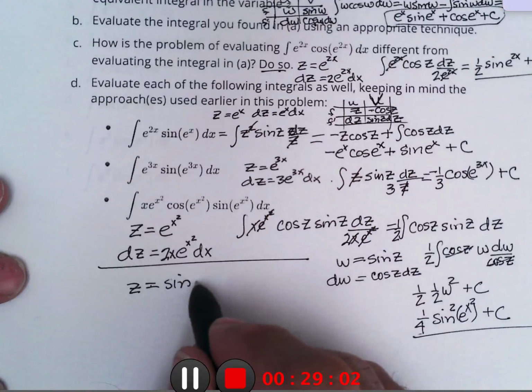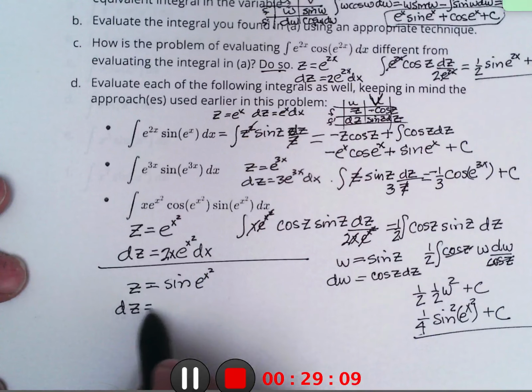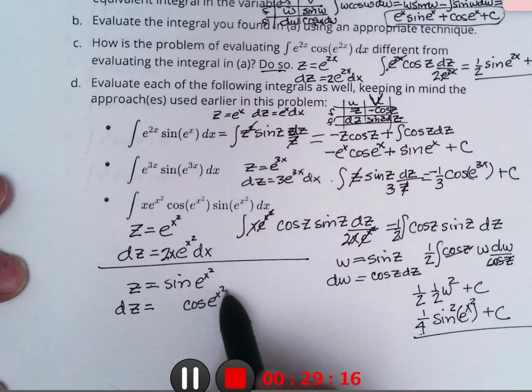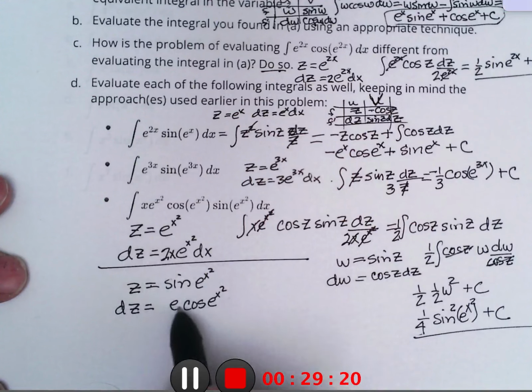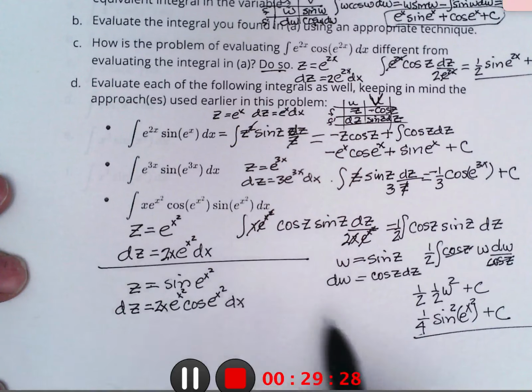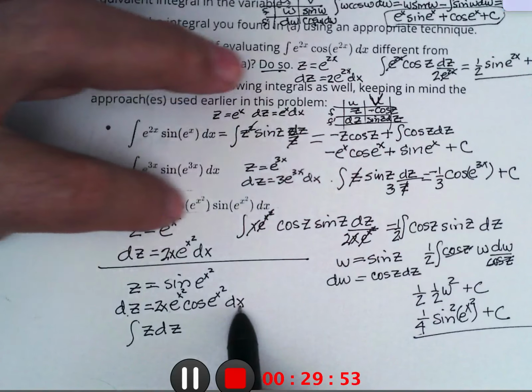E to the x squared, then dz would have been the derivative of sine, which is cosine, times the derivative of the inside, which is e to the x squared times the derivative of the inside, which is 2x dx. So this original problem, this 2x e to the x squared cosine e to the x squared, all of this will be canceled when this goes under the dz, and we'd have the integral of z dz, because dz is all of this, and that's the z.